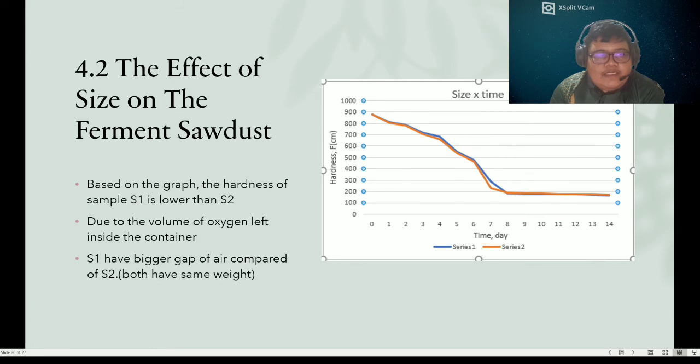Based on the graph, the hardness of sample S1 is lower than S2. This occurred due to the lower volume of oxygen inside the container. S1 has a bigger gap of air compared to S2, and both have the same weight.